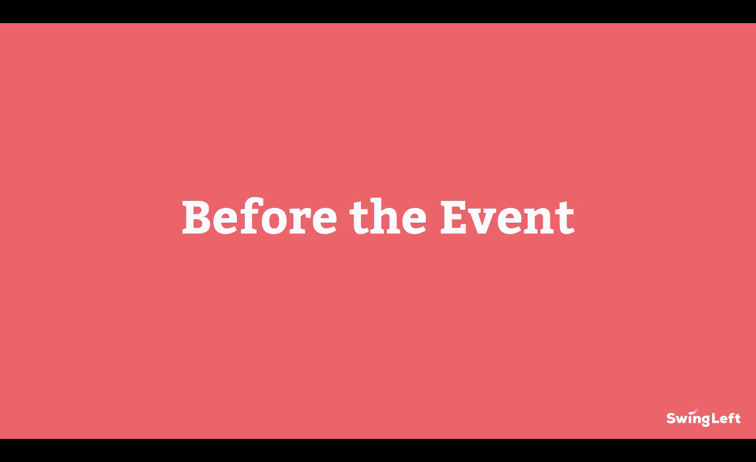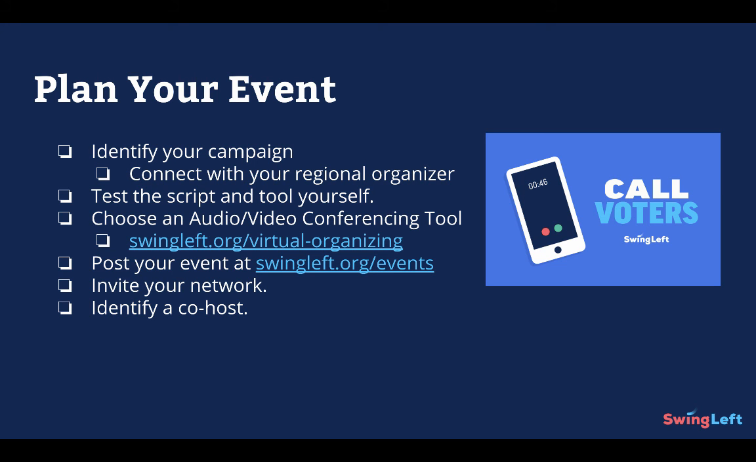So let's talk about preparing for your remote phone bank. The first step, obviously, is to plan your event. You may already have identified who you're calling for, a campaign or a Democratic Party or some sort of project. If you don't, but you still want to get your volunteers making phone calls, that's a great idea because it's a good way to train your volunteers early. You can connect with any Swing Left staff or your regional organizer, and they'll be happy to help you.